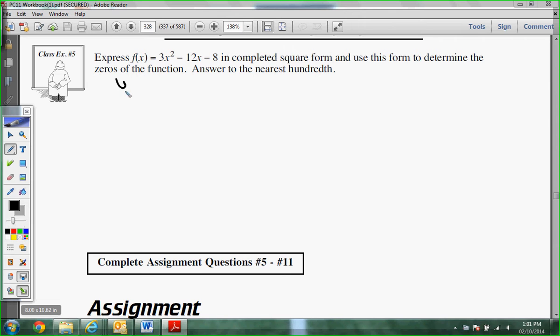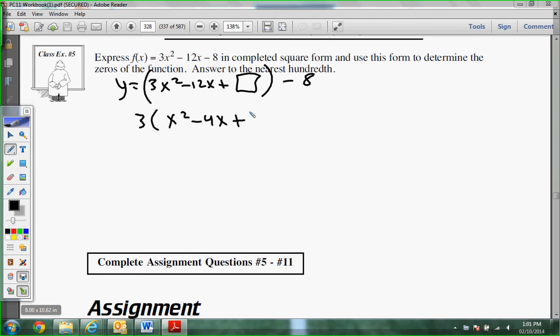All right, so y equals 3x squared minus 12x plus the box, signifying I'm doing completing the square, and minus the 8 stays out here. Okay, we're going to pull a 3 out. 3x squared minus 4x plus the box minus the 8. Okay, and then what do I do next? Tom, what do I do next?